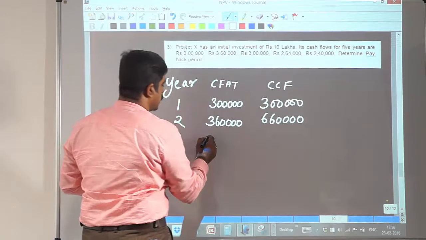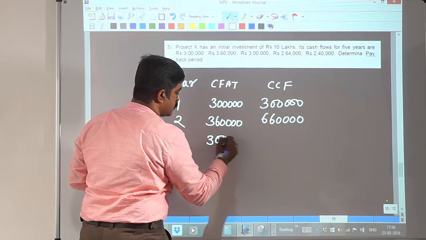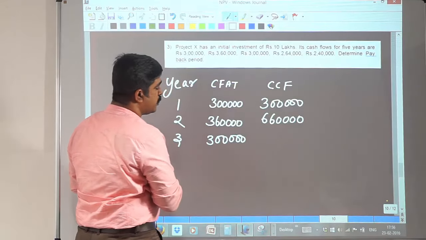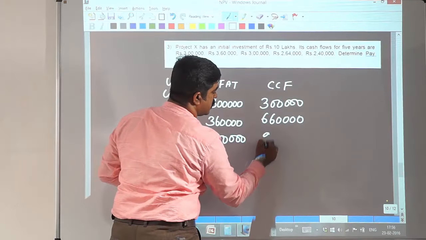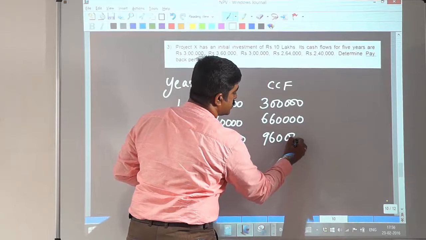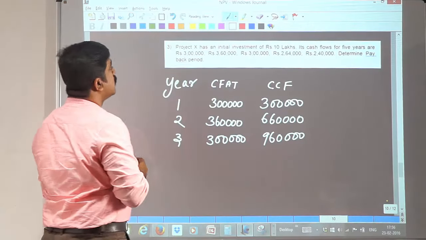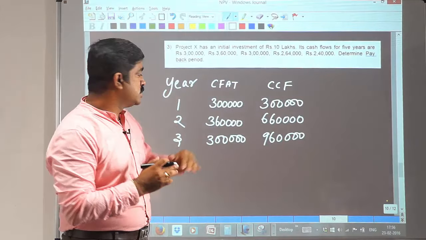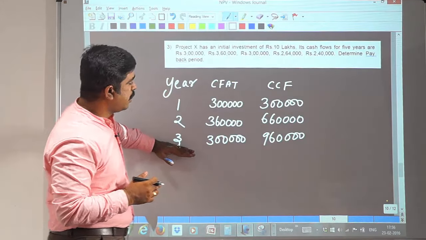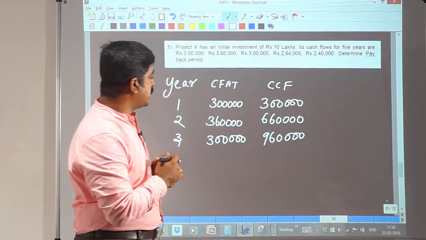Then we'll move on to year 3. Cash flow is 3 lakh. And what will be my cumulative cash flow? This 3 lakh plus 6 lakh 60, it is going to be 9 lakh 60,000. And what was our investment? Our investment is 10 lakhs. What have we recovered up to year 3? Up to year 3 we have recovered 9 lakh 60,000.